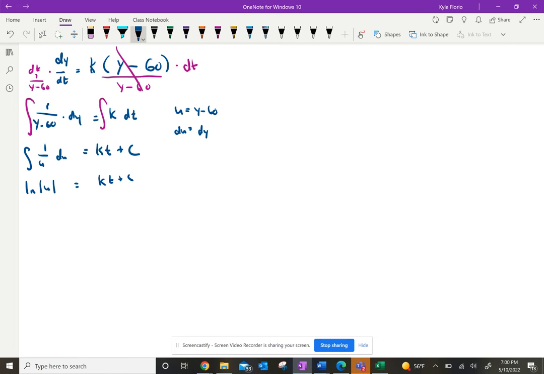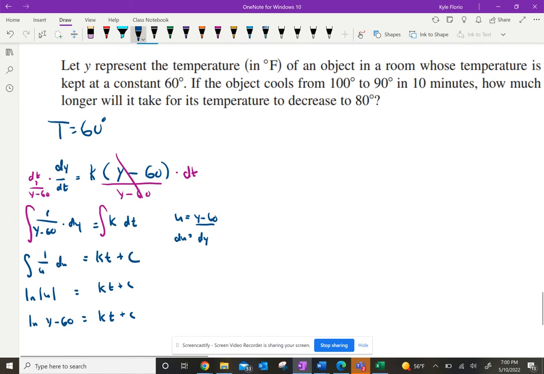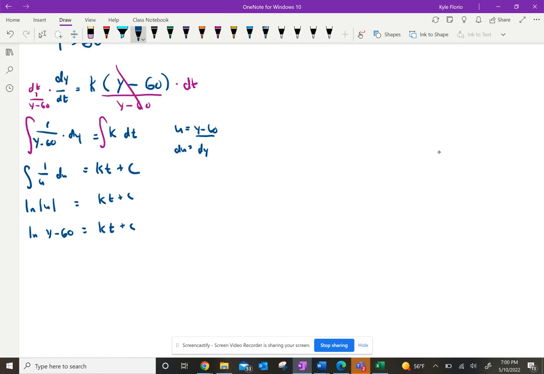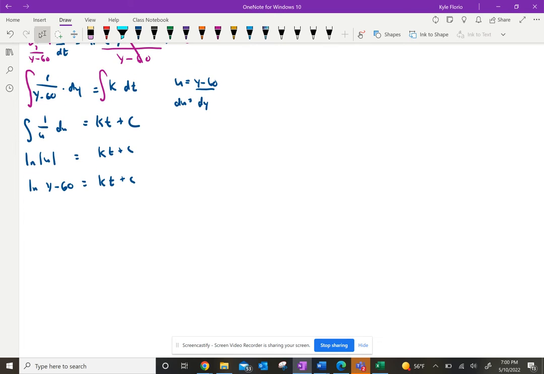Now I'm going to replace u with y minus 60. And I'm dropping the absolute value. The reason why I can do that is because the temperature in the situation starts at 100 degrees, goes to 90 degrees, and we want to find out when it's 80 degrees. In all of these situations, the temperature is going to be greater than 60 degrees. So if y is bigger than 60, a number bigger than 60 minus 60 is going to be positive, so I don't need the absolute value.